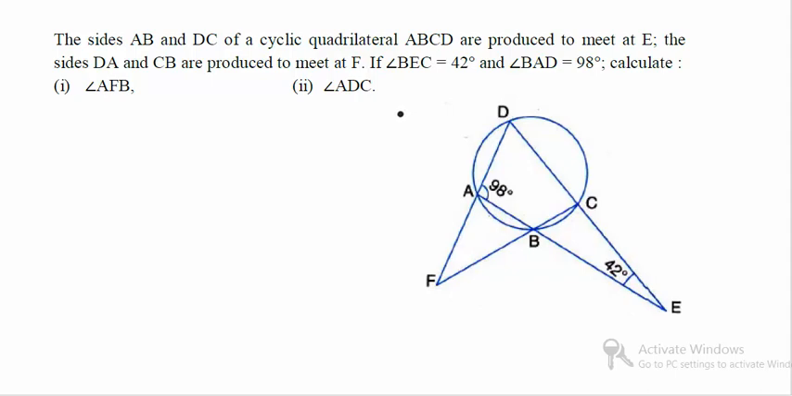The question is: the sides AB and DC of cyclic quadrilateral ABCD, when produced, meet at E. The sides DA and BC are produced to meet at F. If angle BEC, where is angle BEC? This is angle BEC. Angle BEC is equal to 42 degrees and angle BAD is equal to 98 degrees.